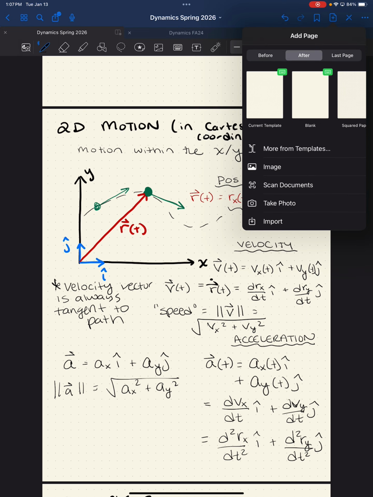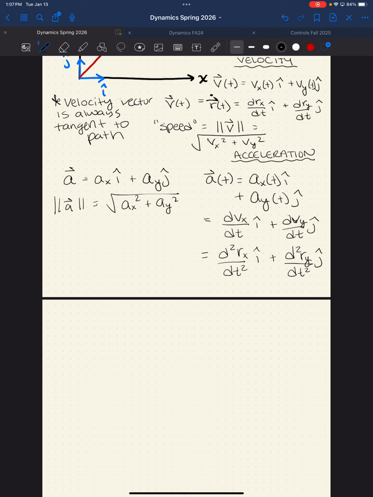Yes? Are we going to have to parameterize any of our own position curves? What do you mean, like in Calc 3 where we have to do that? So do you mean that if you're given a trajectory in terms of x and y, you need to find x in terms of t and y in terms of t? Yeah. Yes. Yep.